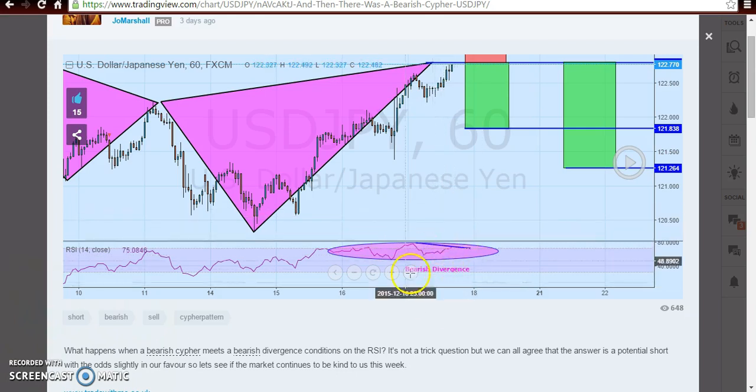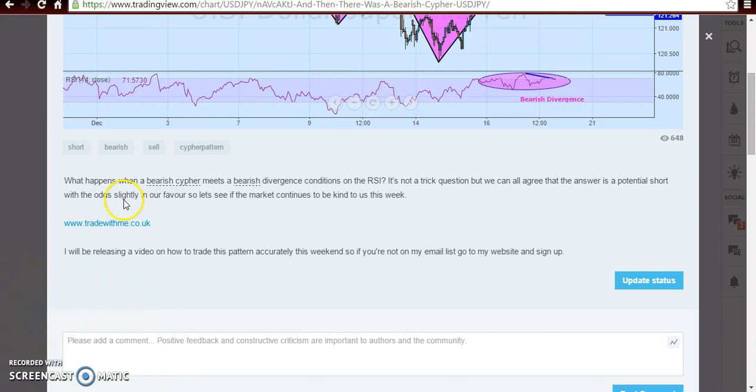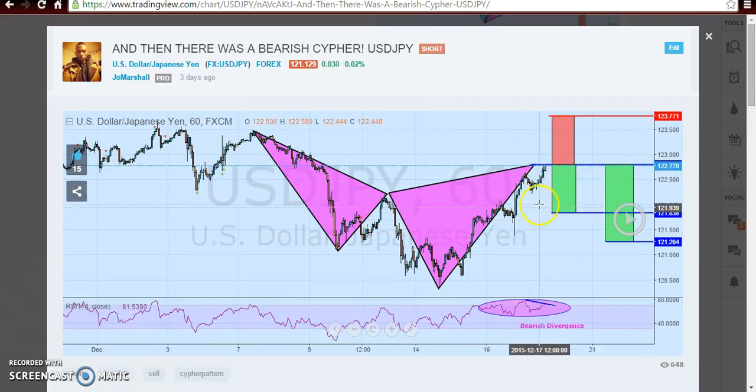So once I identified that near the completion of the cipher pattern, I even said it: what happens when a bearish cipher meets a bearish divergence condition on the RSI? It's not a trick question, but we can all agree that the answer is a potential short with the odds slightly in our favor. So let's see if the market continues to be kind to us this week. Once we get this combination of the cipher pattern completion with the bearish divergence condition, it's not a sure thing, but it puts the odds hugely in our favor.